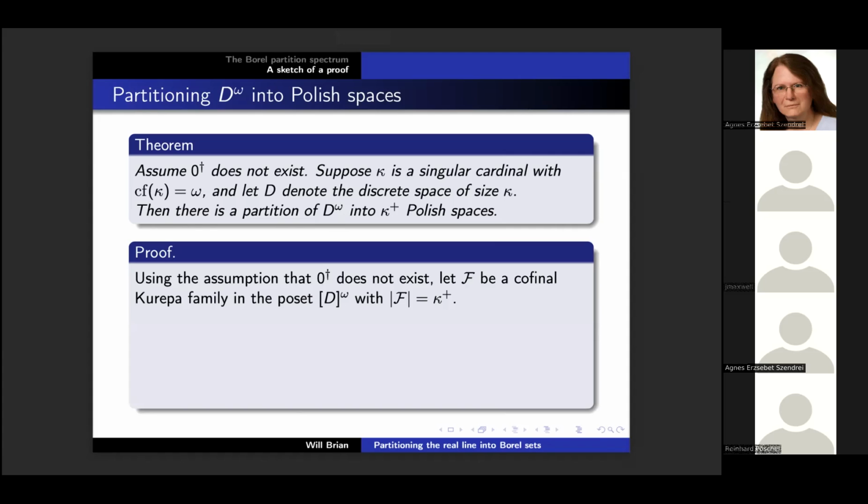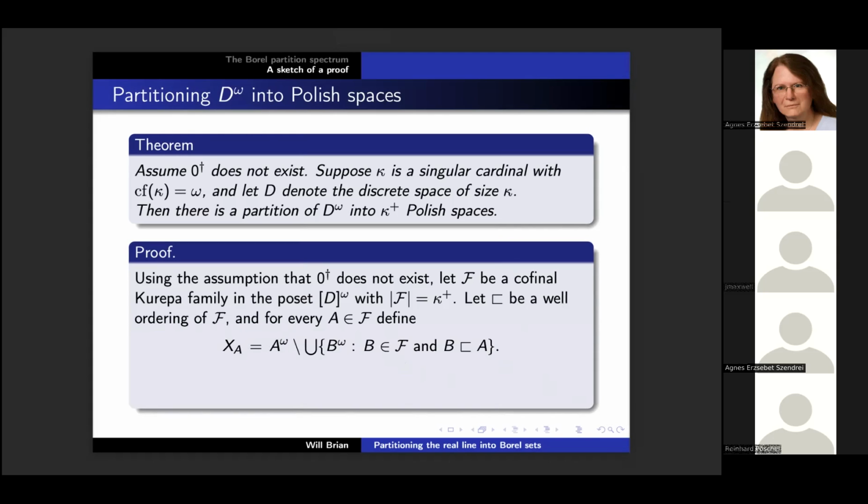So, okay, what do we do? Well, using the assumption that zero dagger does not exist, as I said, all we're going to use that for is to get this cofinal Kurepa family of size kappa plus. So we're going to look at the poset, not kappa to the omega, but square bracket D to the omega. This means just all the countably infinite subsets of D. The existence of cofinal Kurepa families depends really just on the cardinality of this thing here. So earlier it was a cardinal, now it's a set D, but that doesn't really change much. So we have a cofinal Kurepa family of size kappa plus.